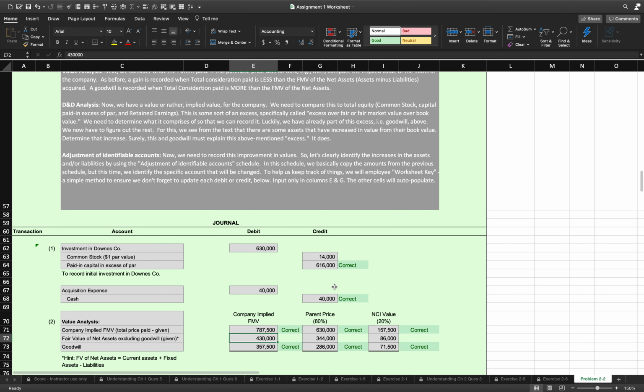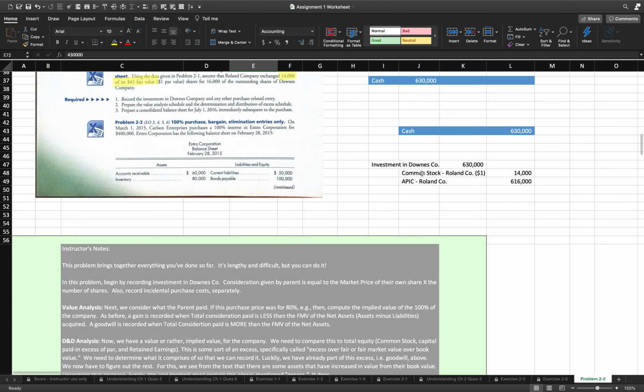In a value analysis, we typically look at what was paid by the parent, what it implied for the overall value, and then we compare that to the fair value of the net assets of the acquiree, right? So, what are net assets? Net assets are basically current assets plus fixed assets, so pretty much all assets minus liabilities. But they have to give us this information, right? They have to let us know what the fair value was of all of these items, and they do that.